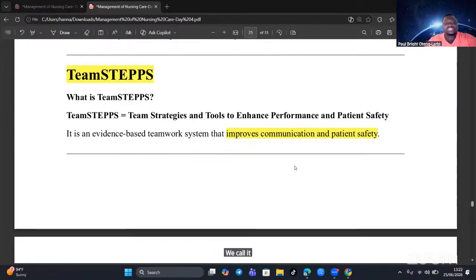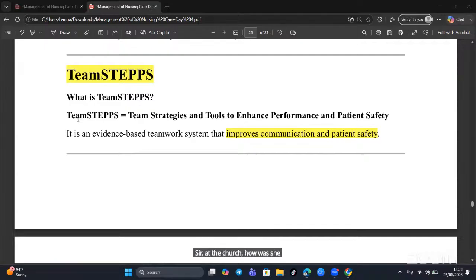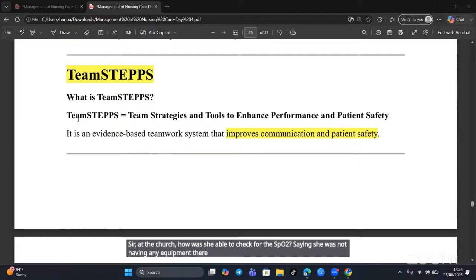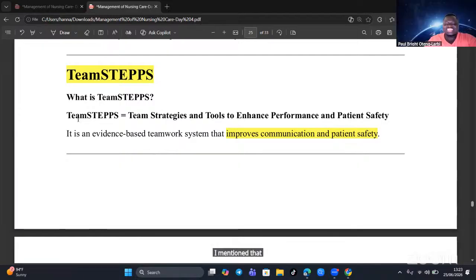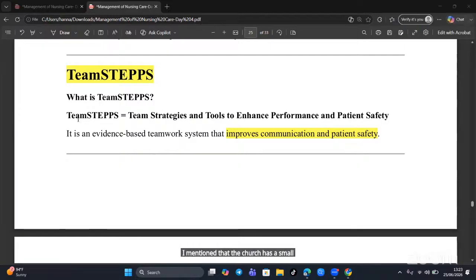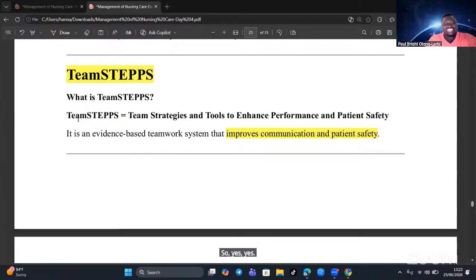We call it TeamSTEPPS. This is a tool. Sir, at the church, how was she able to check for the SpO2 since she was not having any equipment there? I mentioned that the church has a small first aid box. Small first aid box. Okay, thank you, sir.